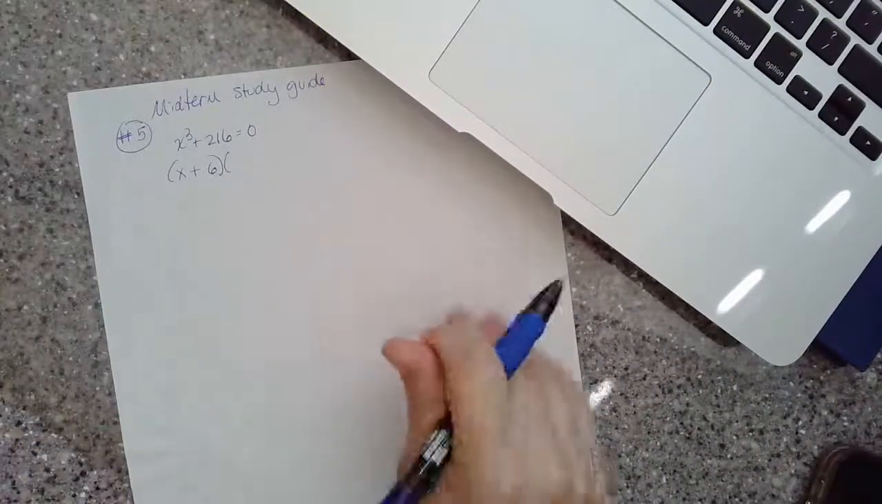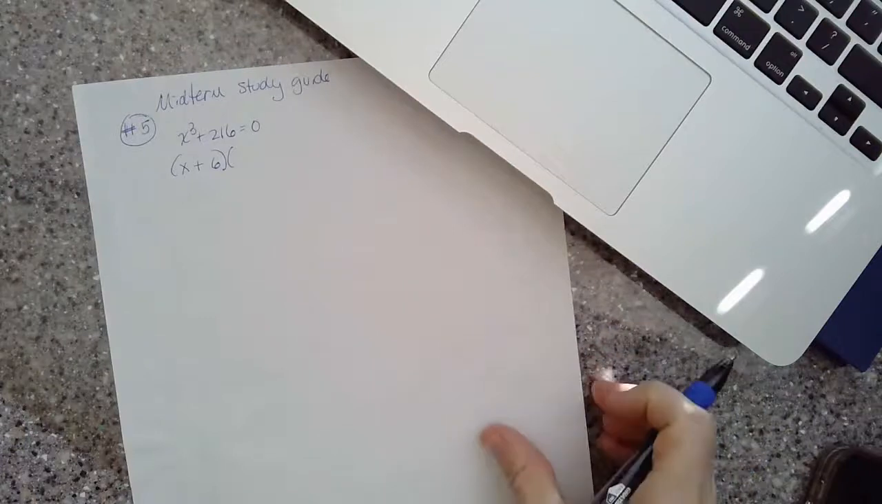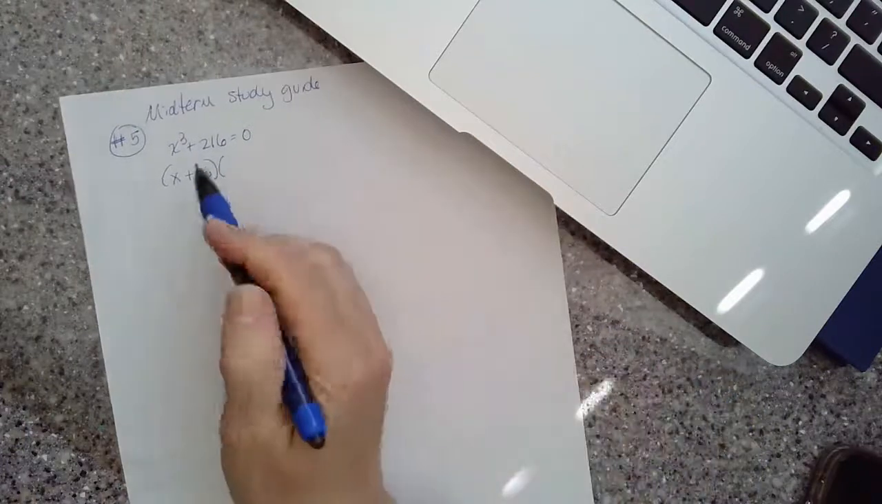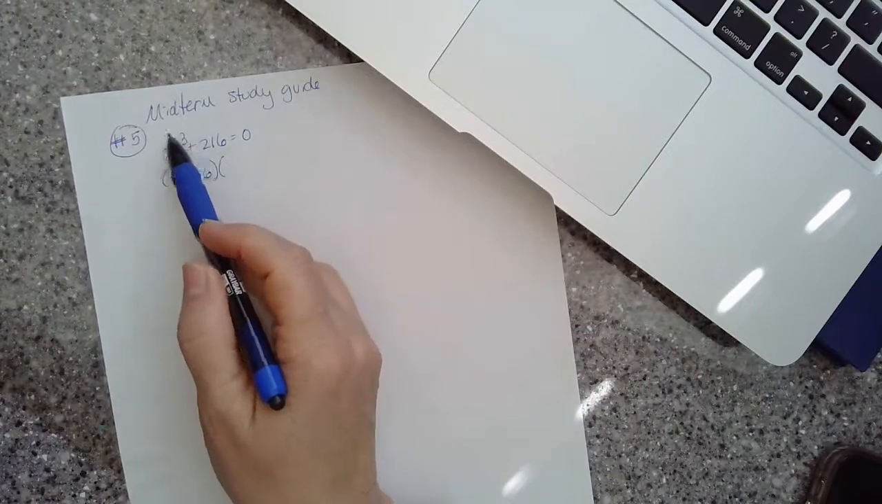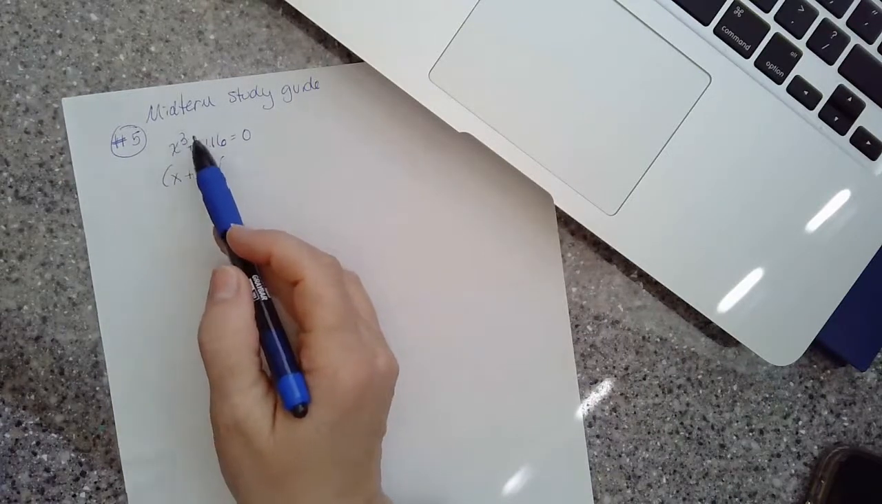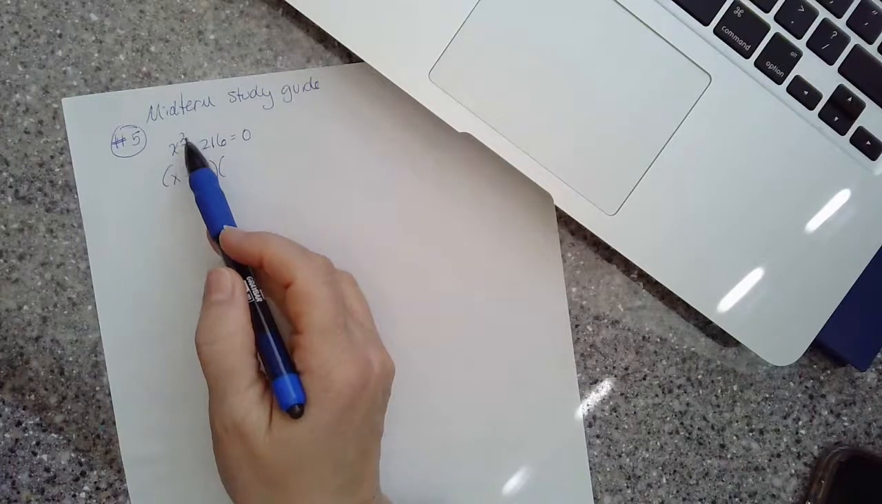All right, so let's look at number 5 from your midterm study guide. You're asked to solve this third degree equation. Notice it's x to the third, so we're looking for a total of 3 solutions. The degree of your polynomial tells you how many solutions you should have, so we should have a total of 3 here.